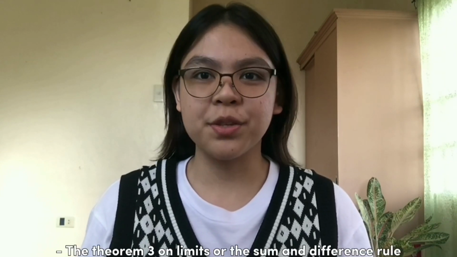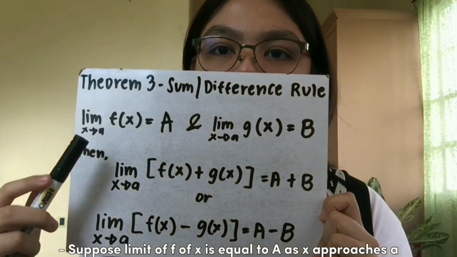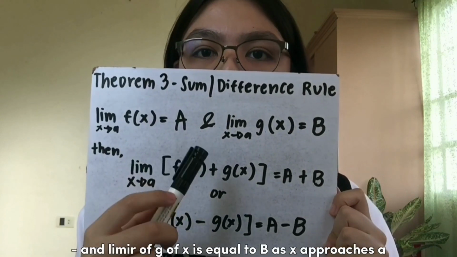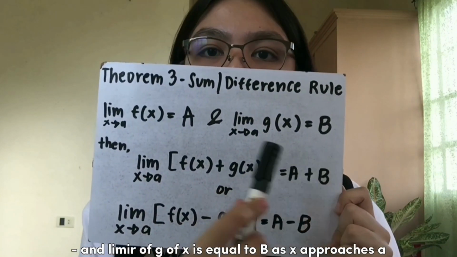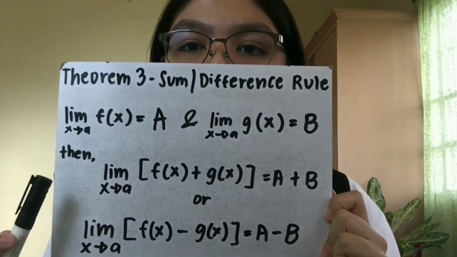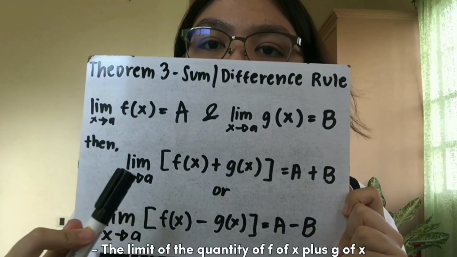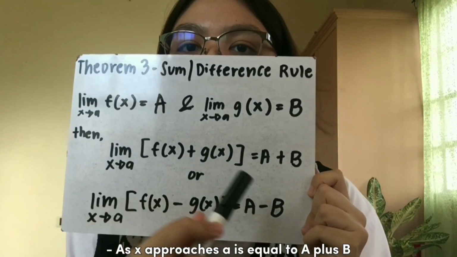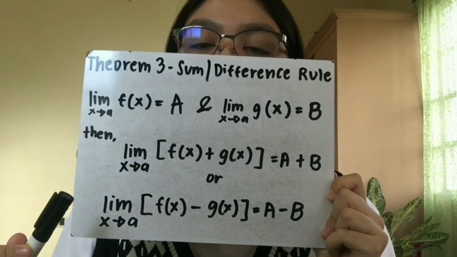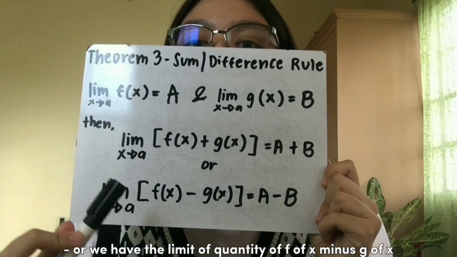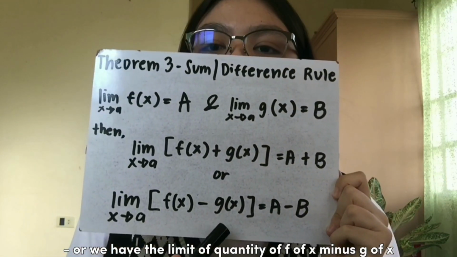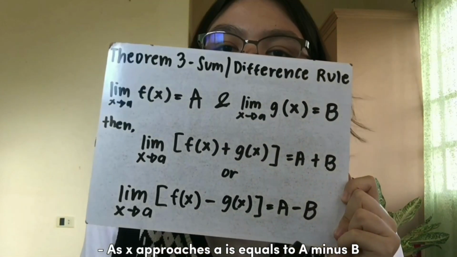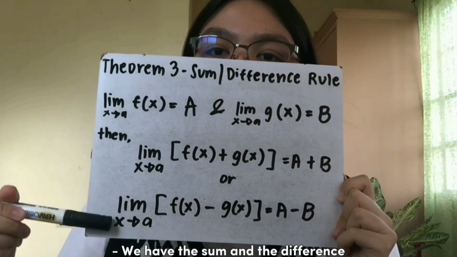I will be discussing to you today how to solve theorem 3 on limits, or the sum and difference rule. Suppose the limit of f of x is equal to a as x approaches a, and the limit of g of x is equal to b as x approaches a. Then the limit of the quantity f of x plus g of x as x approaches a is equal to a plus b. Or we have the limit of the quantity f of x minus g of x as x approaches a is equal to a minus b. We have the sum and the difference.